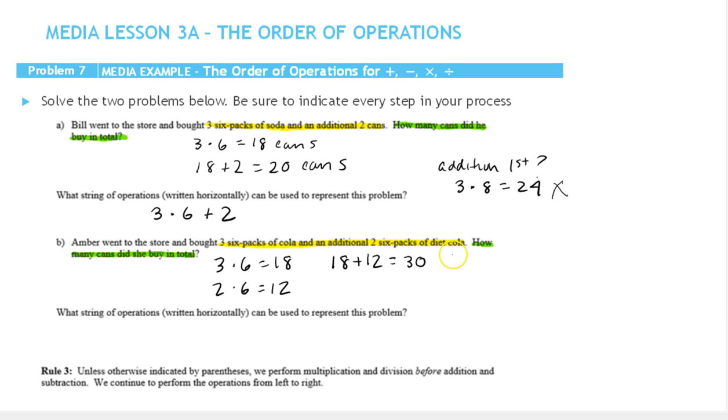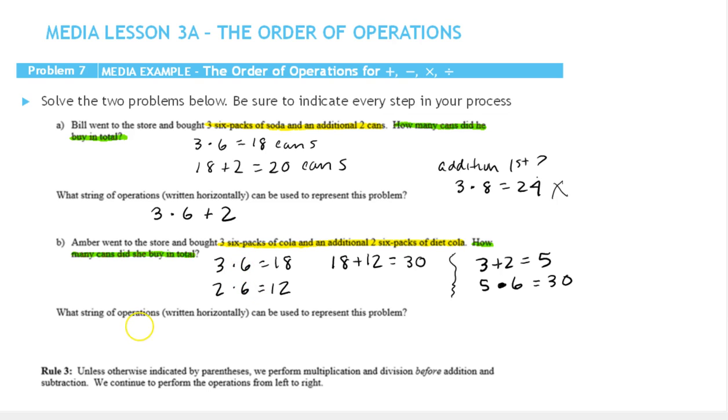Another way you may have thought of this is to say, well, she got a total of 3 plus 2 equals 5 6-packs of cola, and then you can multiply the 5 times 6 to get 30. Oops, that's multiplication, not subtraction. And notice in both of these cases we get the same result. Okay. So how are we going to write this? Well, let's try this one.